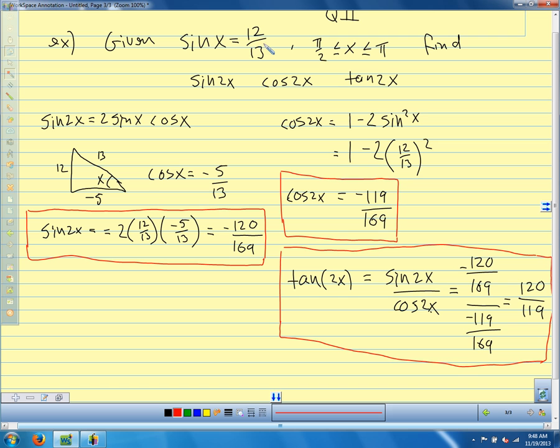Questions on that example? So there's a couple of ways that we would use these double angle formulas: solving equations, finding trig functions of double angles. All right, last thing we're going to talk about in chapter 5 is half angle formulas.